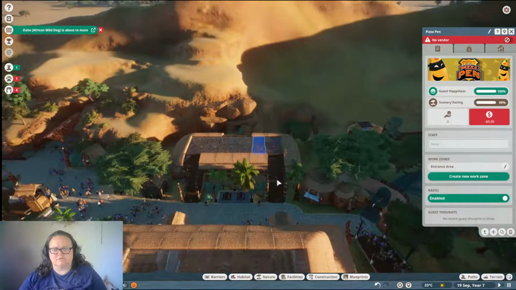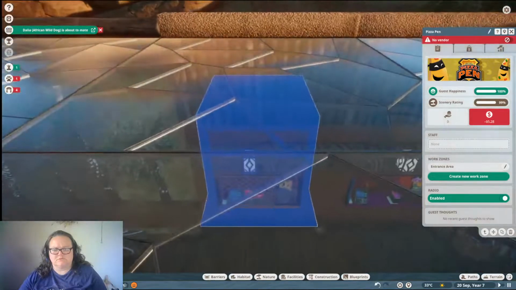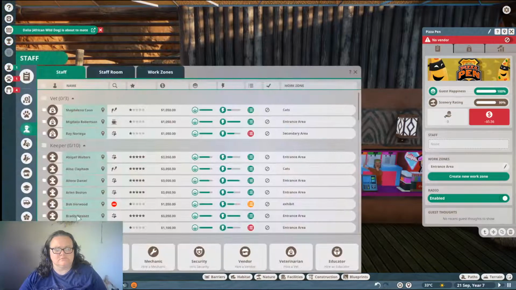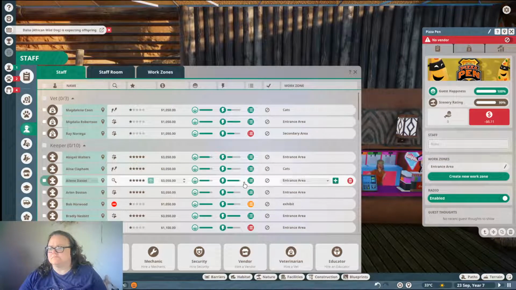A food stand does come with a vendor by default, but a single vendor won't be able to cover the entirety of the working hours of your zoo. This is why you will need to employ additional vendors who will work in the other shifts.